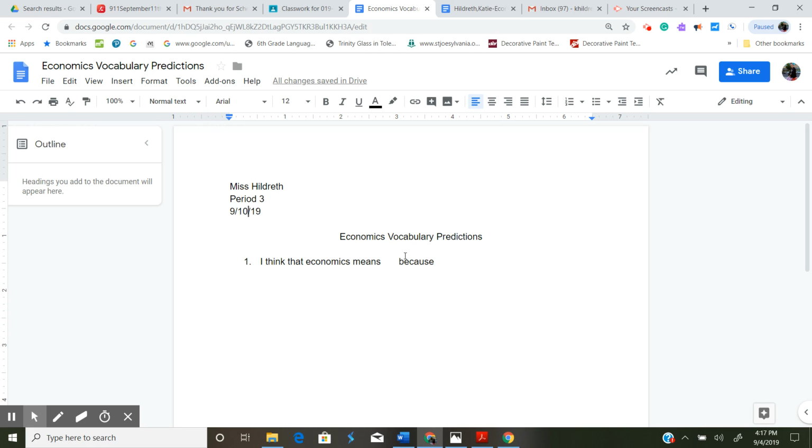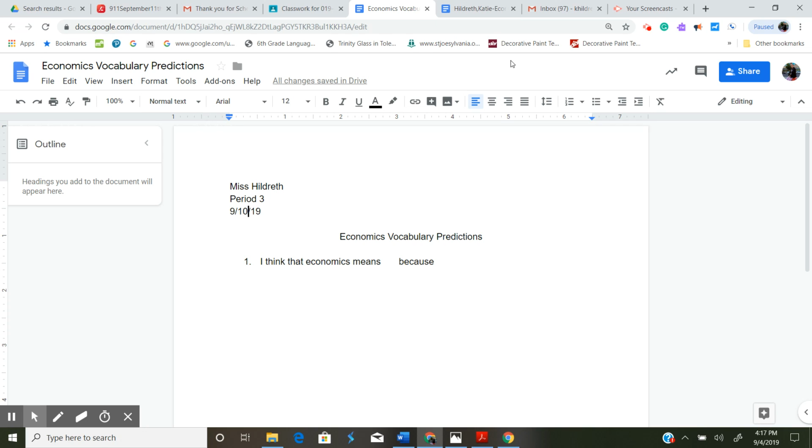Now, every paper needs a title. So we're going to put economics, vocabulary predictions. Then you're going to come down, you'll put number 1, I think economics means, you'll write that definition in there, and then you're going to put because, and then you're going to give me a reason or some textual evidence, okay? And you're going to do that for each of the 9 words that you saw on that previous page, okay?